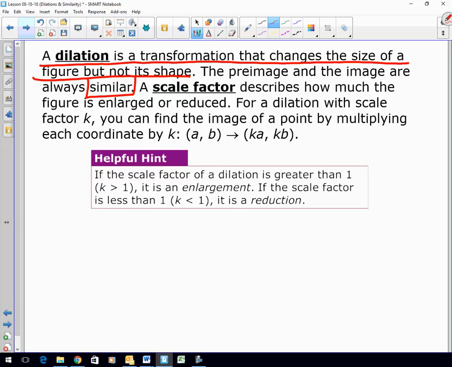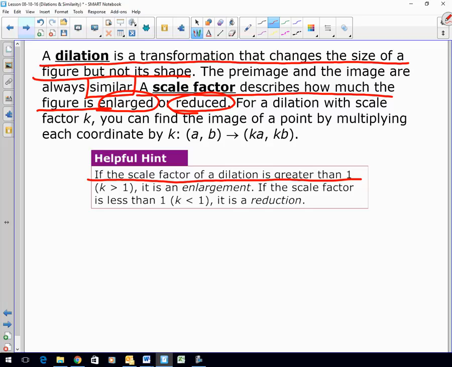None of you got it. The scale factor describes how much the figure is enlarged or reduced. All right. Scale factor describes how much the figure is enlarged or reduced. All you need to write down is what I've got underlined or circled. You got me? Don't worry about this just yet because we'll talk about it. I am going to have you write down this helpful hint because it's rather helpful.